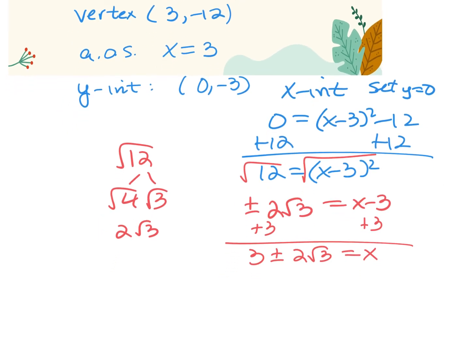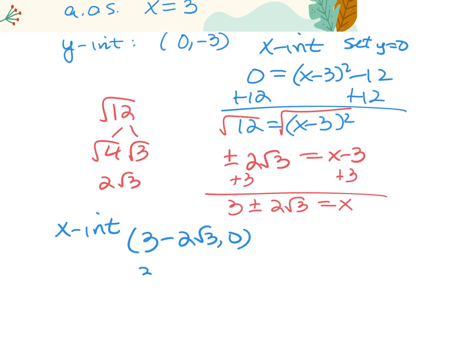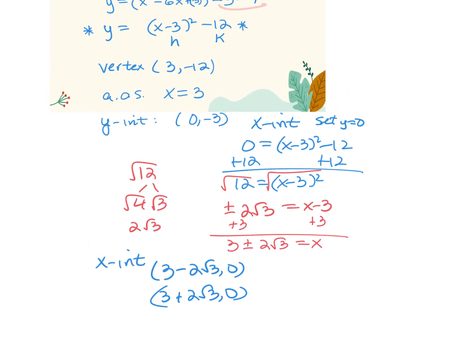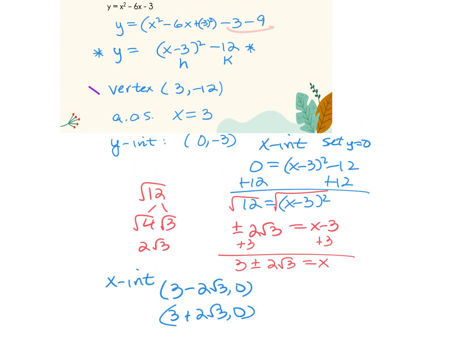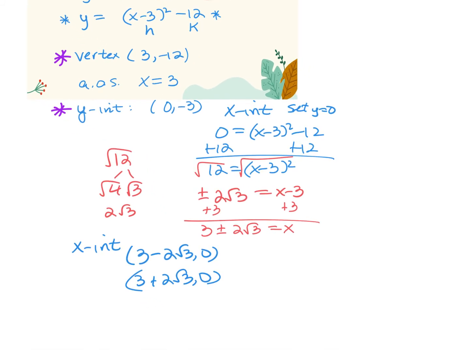So my x-intercepts are the ordered pair 3 minus 2 radical 3, comma 0, and 3 plus 2 radical 3, comma 0. It did not ask me to graph it. We could graph it. If I were to graph this, I would just use these two and then use the axis of symmetry. That way you don't have to worry about what is the square root of 3.